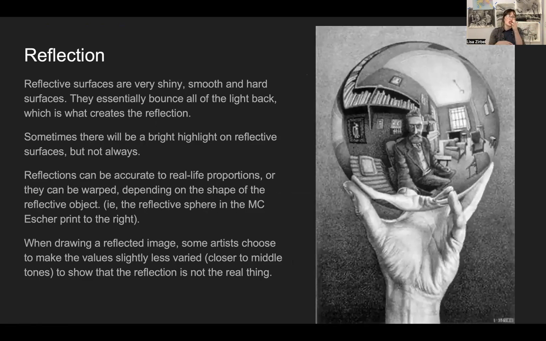So that's on something that is very shiny and smooth, and that bounces the light back at the viewer. So that's a little bit more complex to draw. Sometimes there will be a bright highlight on the surface, but not always. And reflections can be accurate to real life proportions, but more often they will reflect the proportion of the object they are coming from. So if this is the circular image, if we're looking at a globe, we are looking at that skewed perspective. So look at even the ceiling lines here. Those are far from straight. They are reflected onto the spherical, shiny surface that we are looking at them on.